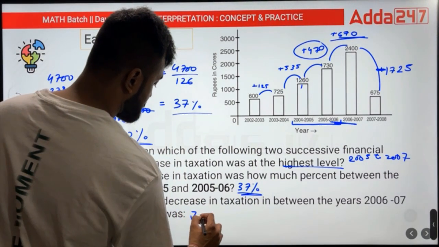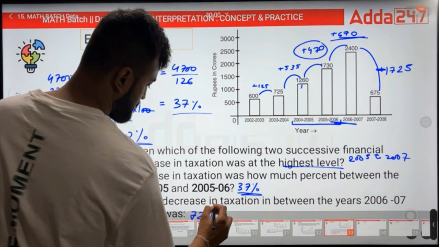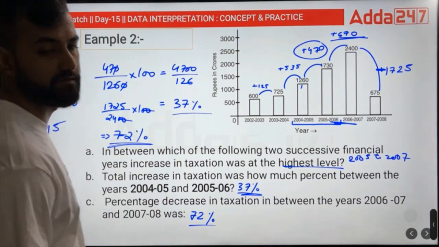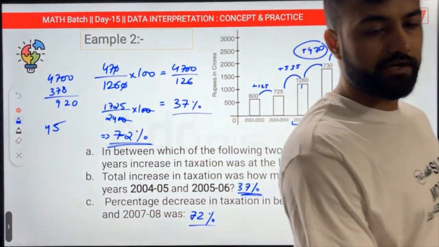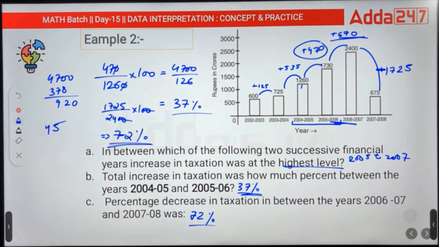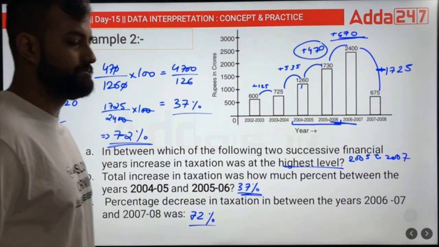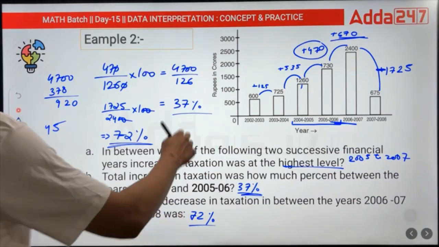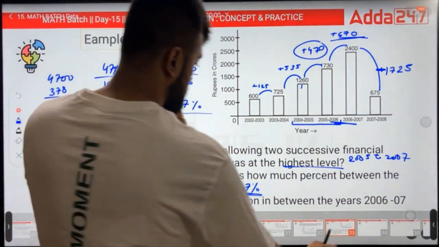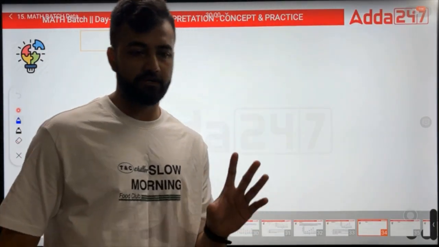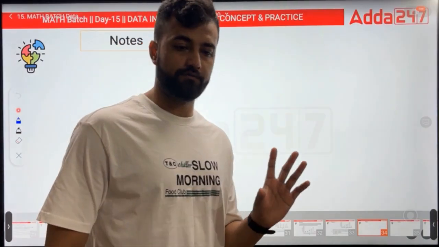Okay. Done. This is your answer. I hope you got it. Okay. So this is how you do it, my friends. This is the bar graph. Right. So that's it. We have covered all the types of data interpretation graphs, which is important for exams.